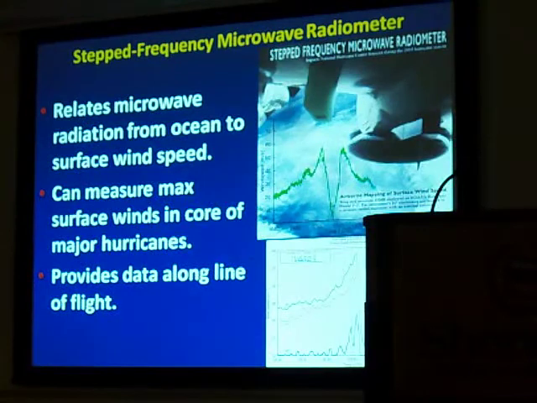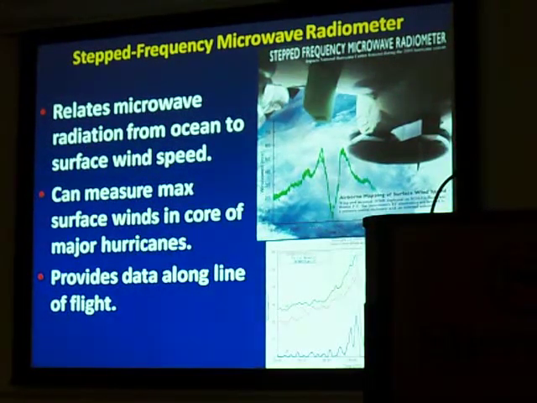Okay, and then we have the step frequency microwave radiometer, which I won't spend a whole lot of time on, but this instrument was actually used on some of the P3s back in the 1980s, and there wasn't a big push to start using this type of instrumentation again until most recently, because there's been a lot of success with other scatterometer type data. So what it does is it measures the microwave radiation emitted from the ocean surface. It's some measure of the ocean roughness, so the ocean surface gets rougher when the wind speed gets higher. And it can measure the max surface winds in the core of major hurricanes.